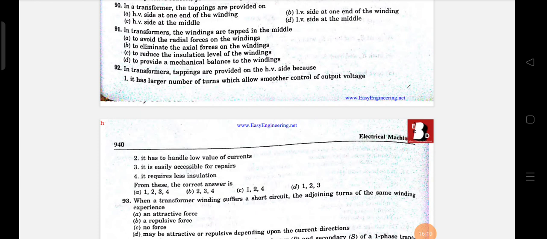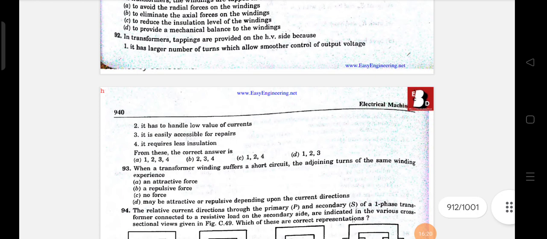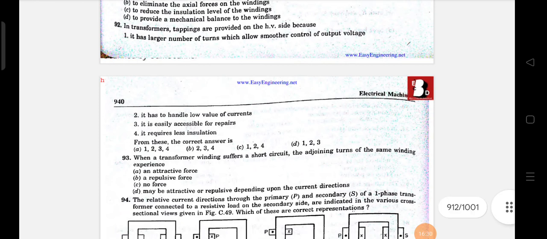Next, it has to handle a low value of current. That means the second option is also correct. Next, it is easily accessible for repairs. That is also correct. Fourth one, it requires less insulation. That is not correct. Insulation depends upon voltage, right? High voltage side insulation will be more. That means 1, 2, 3 are correct. That means option D is correct.